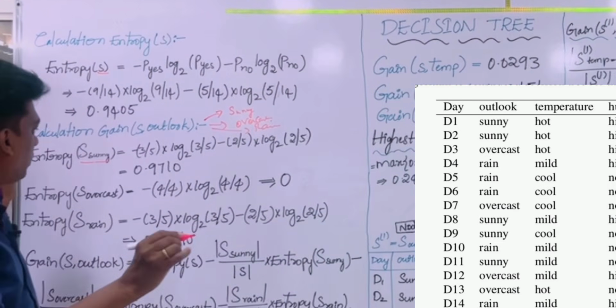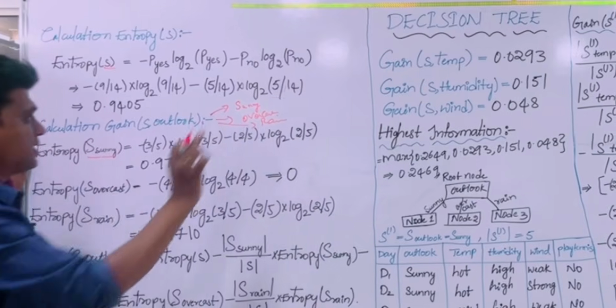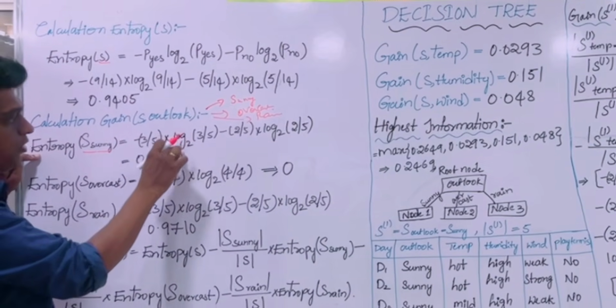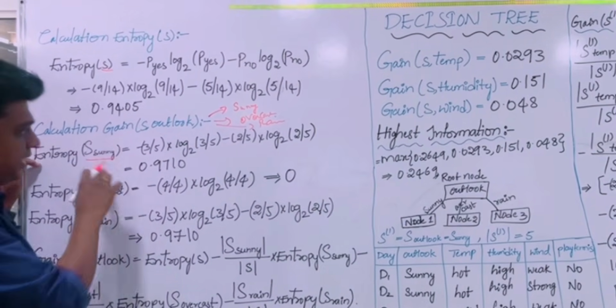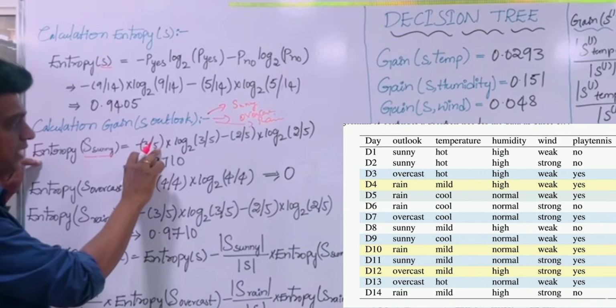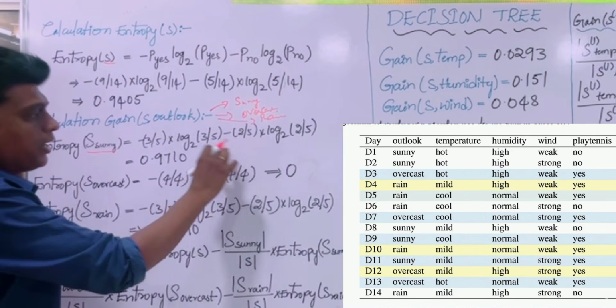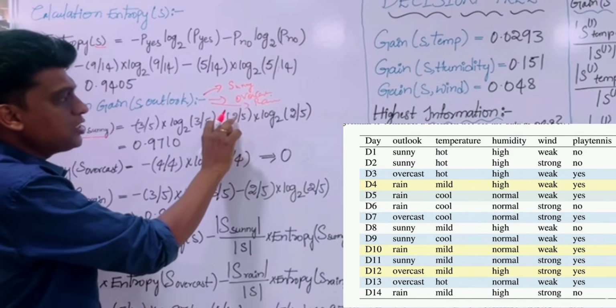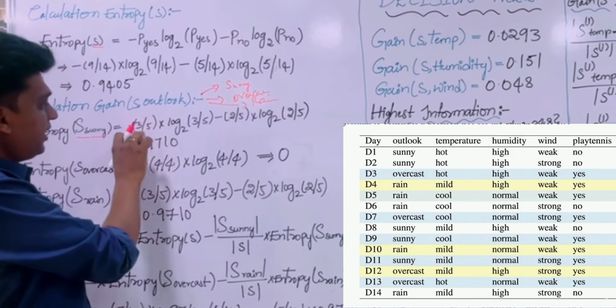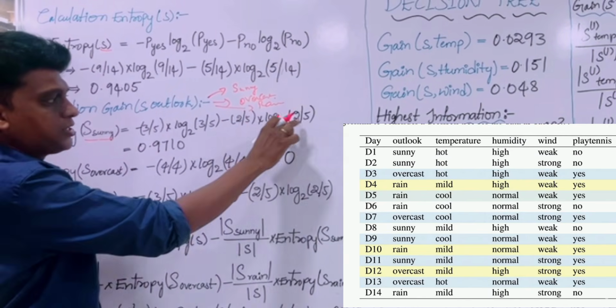We need to calculate the entropy for all the subsets. We already know the formula. How many sunny days are there? Totally 5 sunny days, and among the 5 sunny days, how many are yes and how many are no? 3 yes and 2 no's, so 2 by 5, log base 2 of 2 by 5.